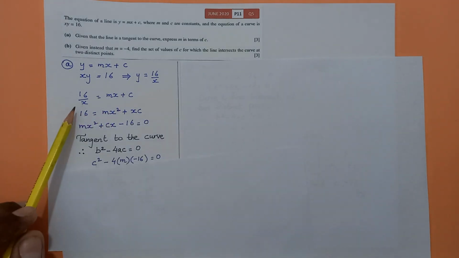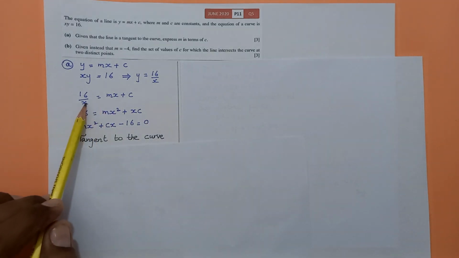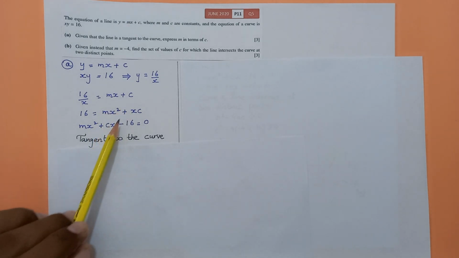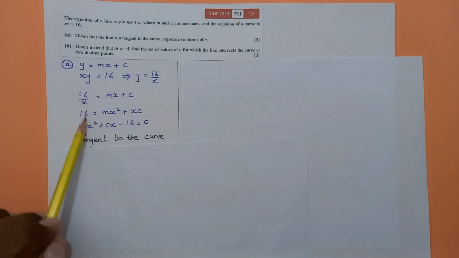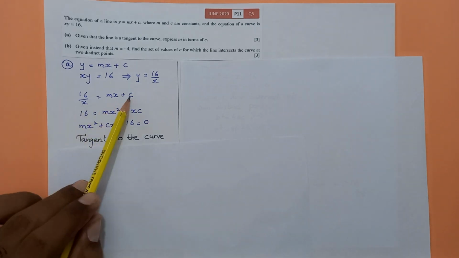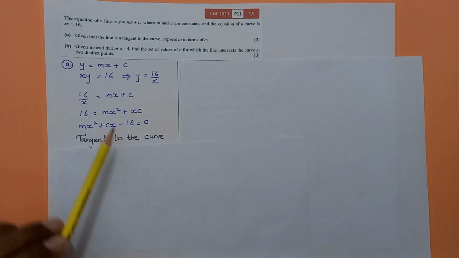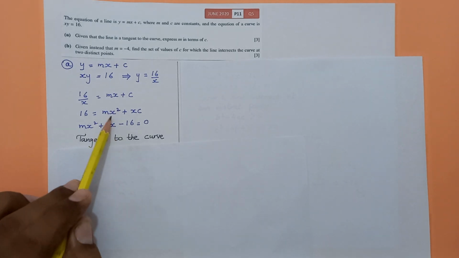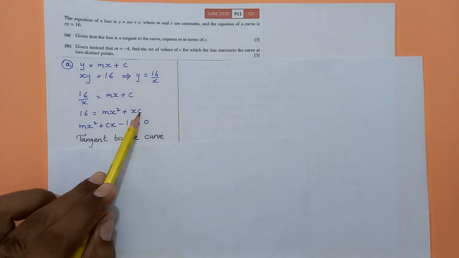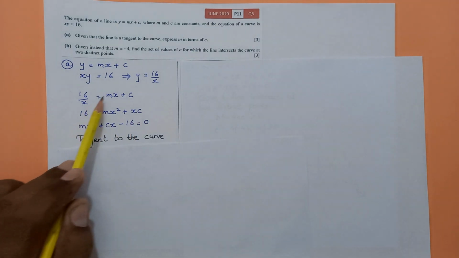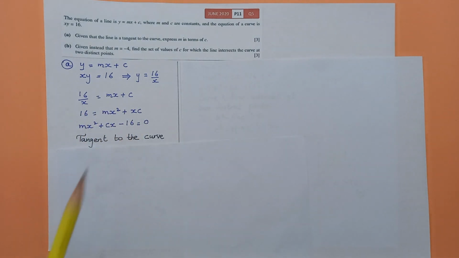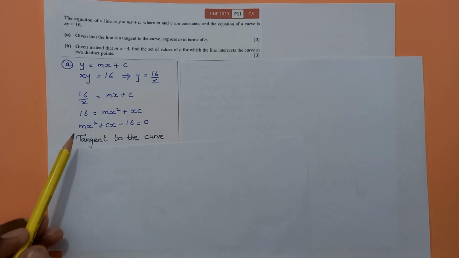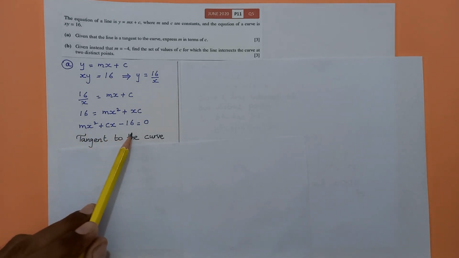After cross multiplication, when x is multiplied by mx and c, it becomes 16 equals mx square plus cx. Finally rearrange it: mx square, because it contains an x square, and xc can be written as cx. Moving the 16 to the other side makes it negative 16. Finally we have a proper quadratic equation in the form mx square plus cx minus 16.